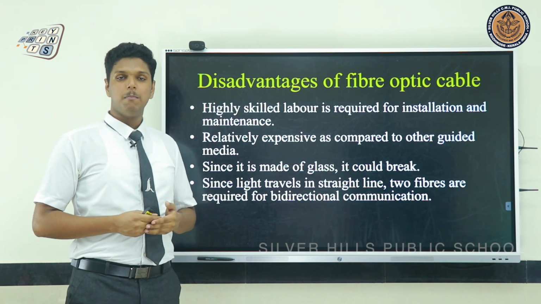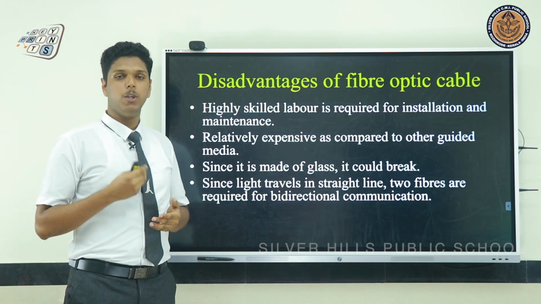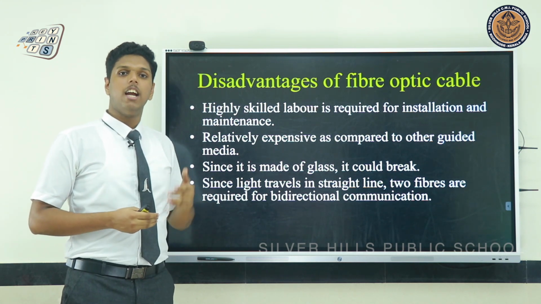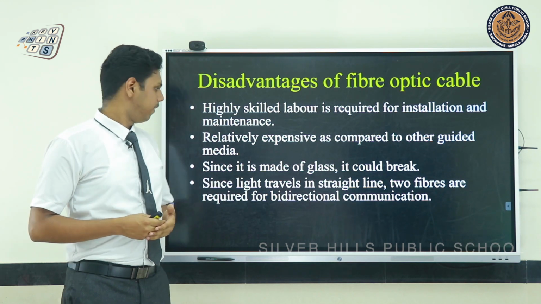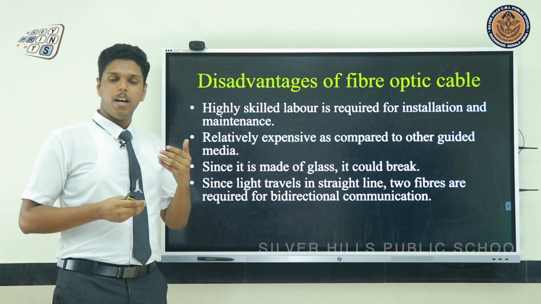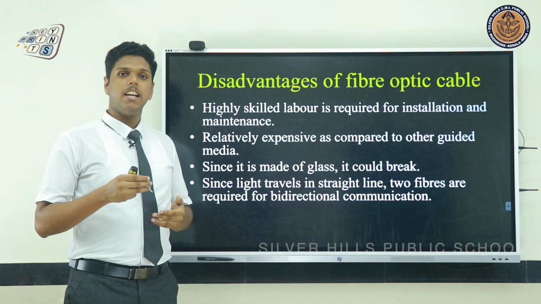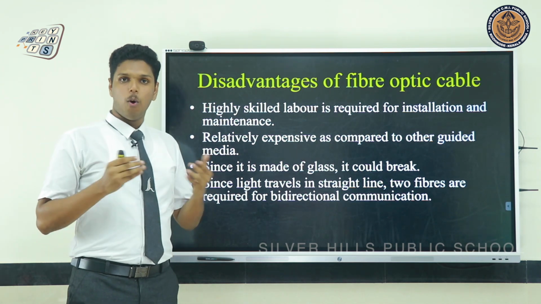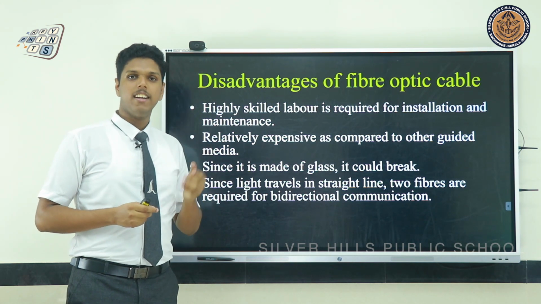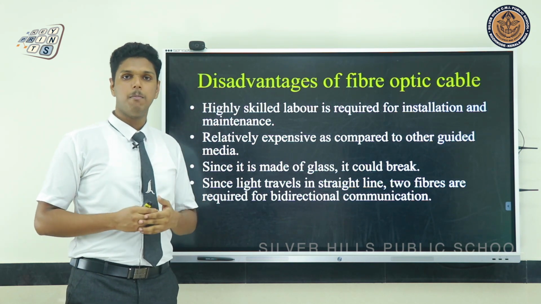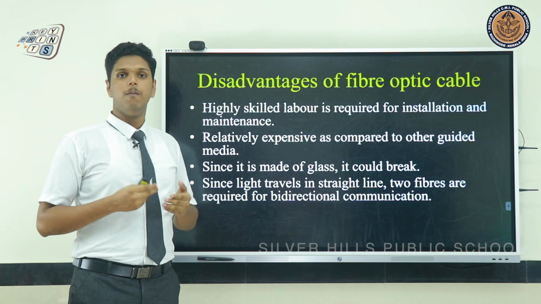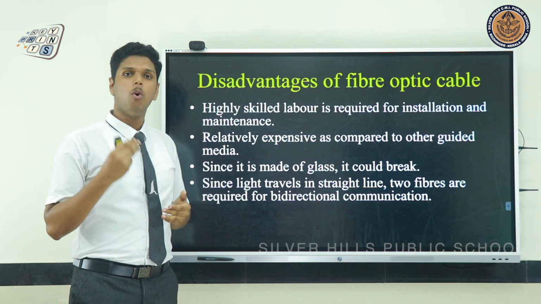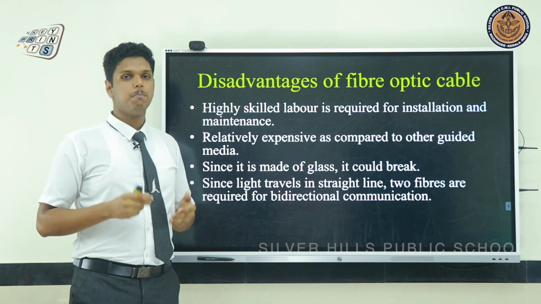Since fiber optic cables are manufactured with the help of the newest technology, it makes them relatively expensive as compared to TPC or coax cable. Since they are made up of glass, there are chances that it might break over a long period of time. As we all know, since light travels only in one direction, you need two fibers for bidirectional communication, which means in order to secure a connection between different networks, you need more fibers for this purpose.